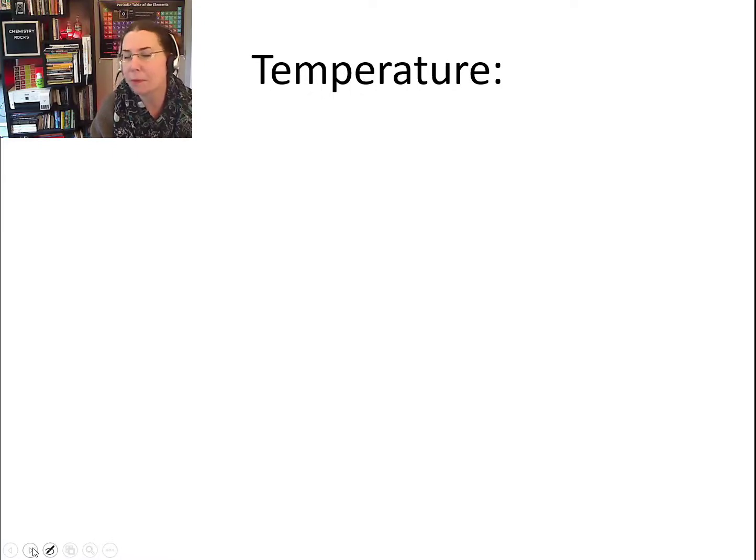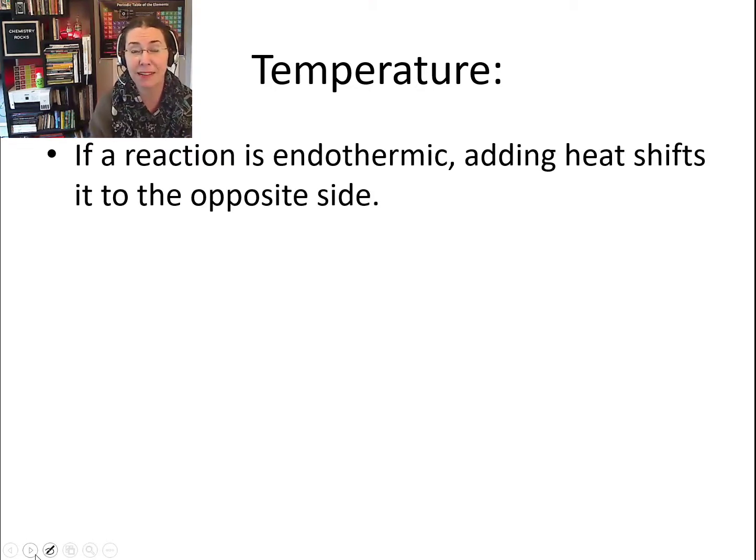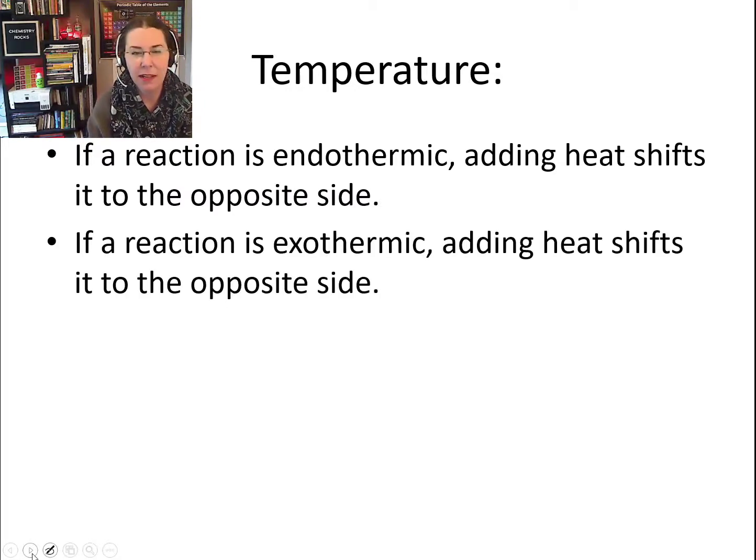So what happens when we start playing with the temperature? Temperature has an effect as well because reactions are either endothermic or they're exothermic. So if a reaction is endothermic, meaning we're putting heat in the reactant side, adding heat will shift it to the opposite side. But if it's exothermic, which means we've got heat in the product side, adding heat will also shift it to the opposite side.